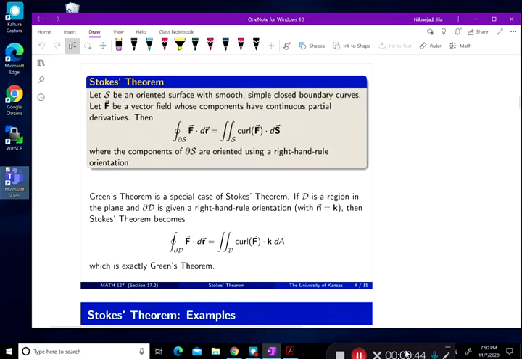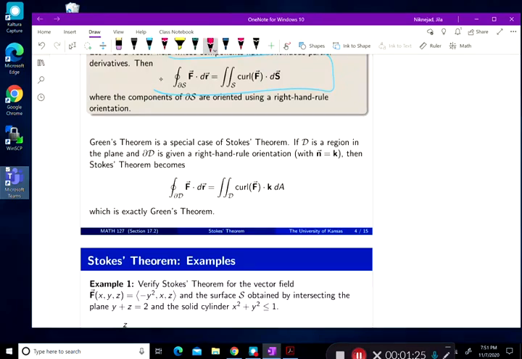So what was the theorem? The theorem was this: the contour line integral of F over the boundary, when the direction is the right-hand orientation, is going to be equal to the surface integral of the curl of F dS over the surface S. So one way is we have to compute this side, the left-hand side, and then we have to find the right-hand side. So let's start with the left-hand side.